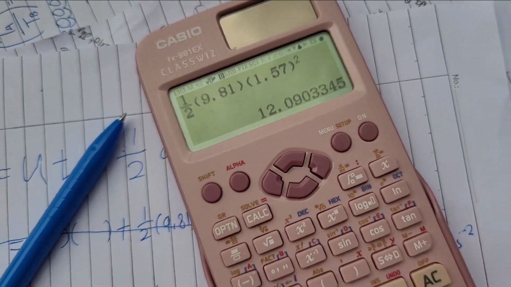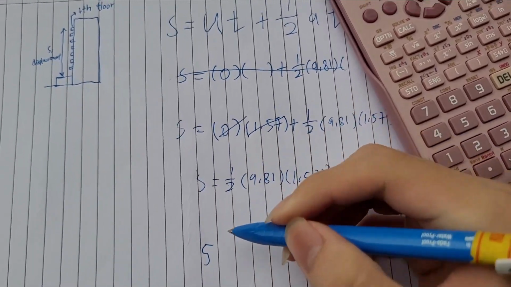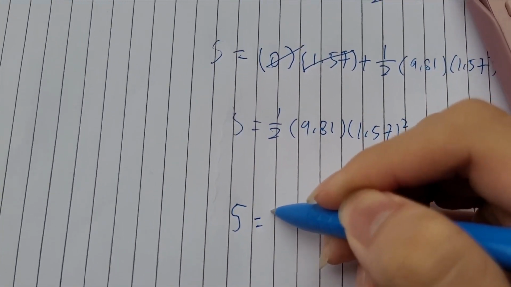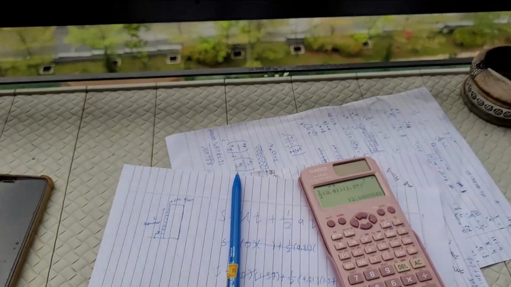And the answer is, the displacement of the ice cube, or the height of the floor that I live in, is around 12.1 meters. There we go. Physics in real life, guys.